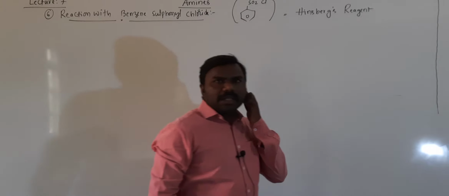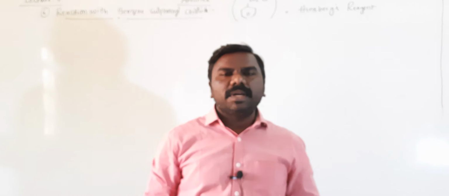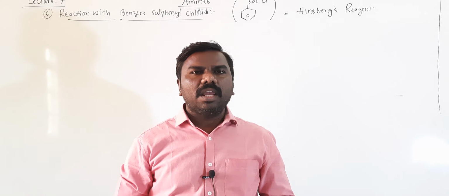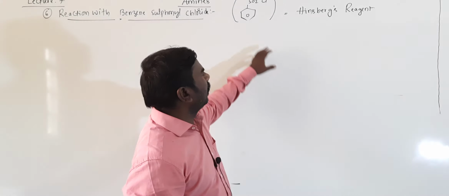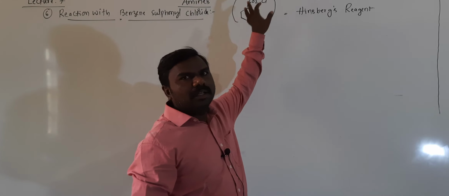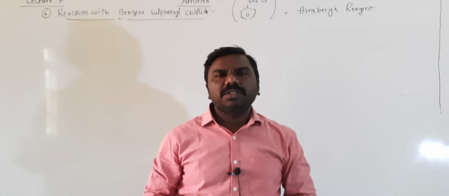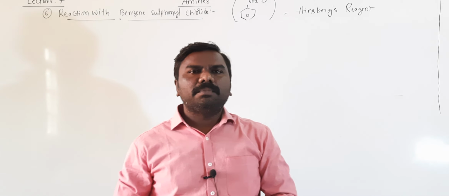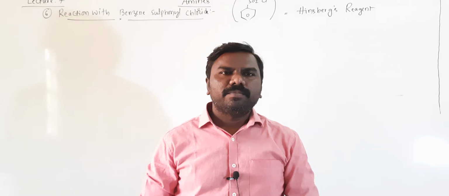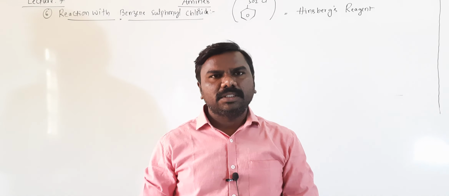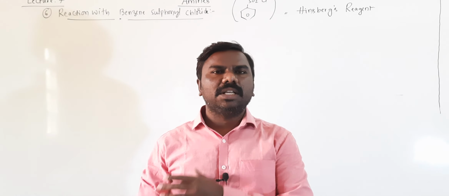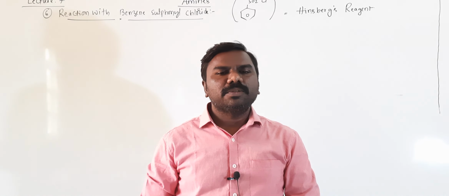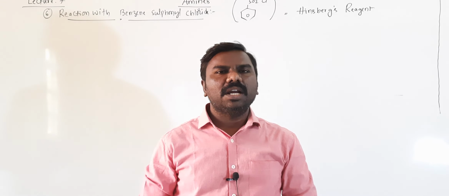It is a one mark question. What is the Hinsberg reagent? Benzene sulfonyl chloride is called Hinsberg reagent. Formula is C6H5SO2Cl. When amines react with benzene sulfonyl chloride, they give different products with primary, secondary and tertiary amines. Hence, this reagent is used to distinguish primary, secondary and tertiary amines.